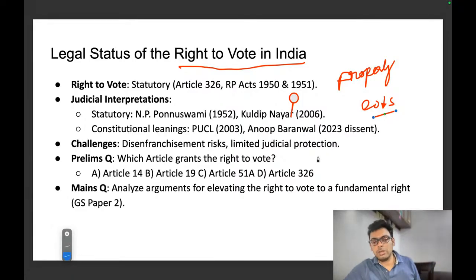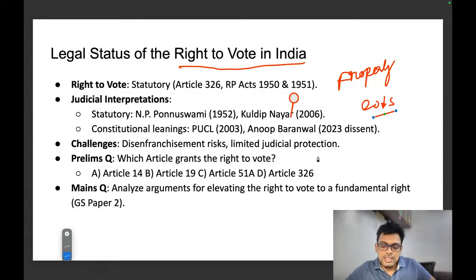Now, if UPSC asks this question, maybe next year they can ask a question, because they are going back 2 years or 3 years and they are asking those kind of questions. So we never know. Now, from mains perspective, the challenges are few, like disenfranchisement risk, documentation barrier, then statutory status limits judicial protection. So these are few bottlenecks. Now, the way forward is that they can elevate its status to fundamental right for stronger safeguard. It can be aligned with basic structure doctrine.